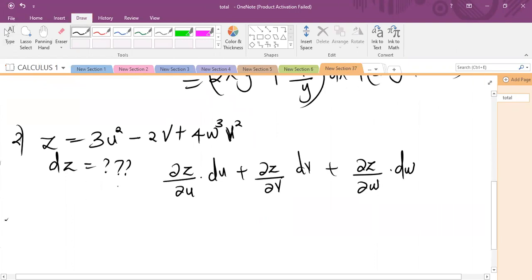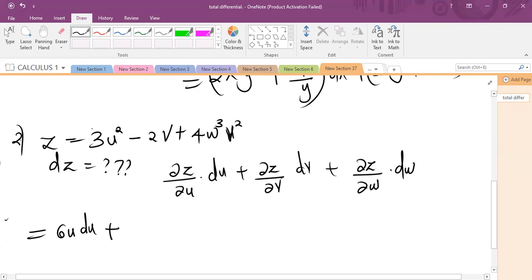So we have the partial derivative of z with respect to u. We are going to differentiate the whole of this z with respect to u, meaning v and w will be treated as constants. So let's start with this first term here. With respect to u, the derivative will be 6u minus, with respect to u, this will be a constant. Differentiating it we get 0. With respect to u, we don't have u here, so the whole of this is a constant, we get 0. So we have 6u du plus, now differentiating z with respect to v.